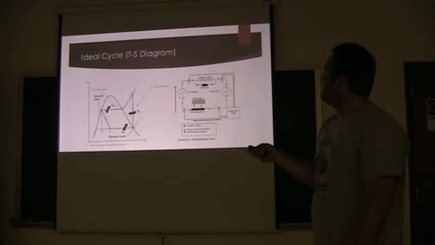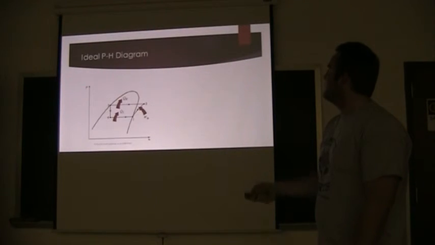Then we're going to put it through an expansion valve or a capillary tube. It's going to bring us down into some region in the vapor dome. And then we're going to evaporate it back over into a saturated vapor. And then we'll repeat the process over.